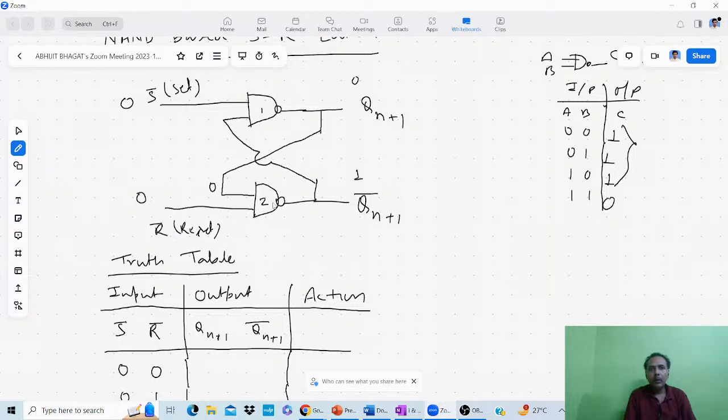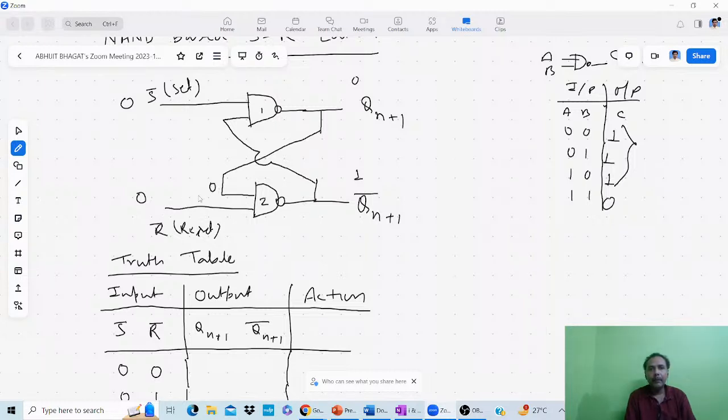So 0, 0, your output will be what? If even one input is zero, the output becomes one. You can see in the truth table, in case of a NAND gate, if any one input is zero, then the output will be one. So if either of the two is zero, your output will be one.